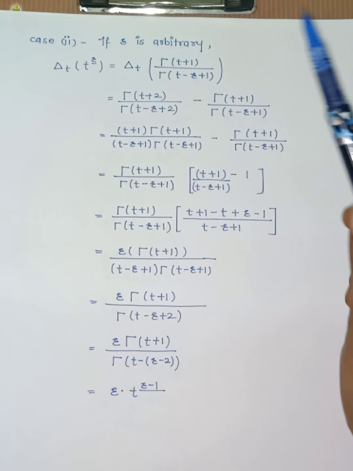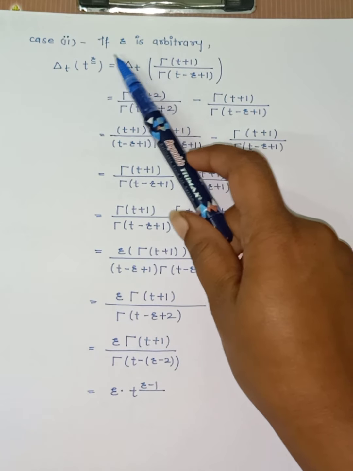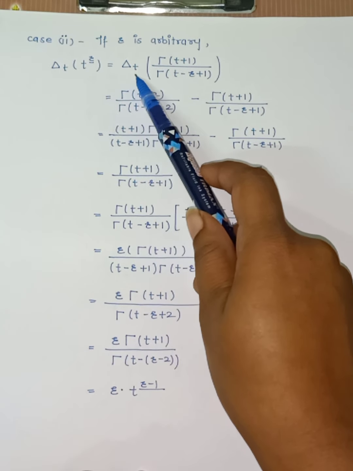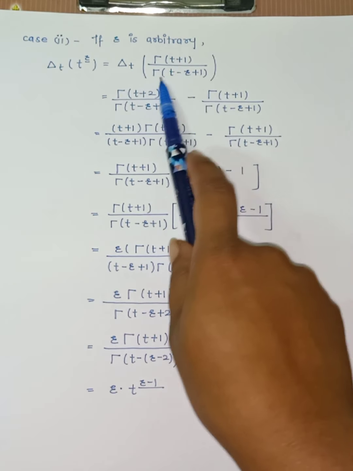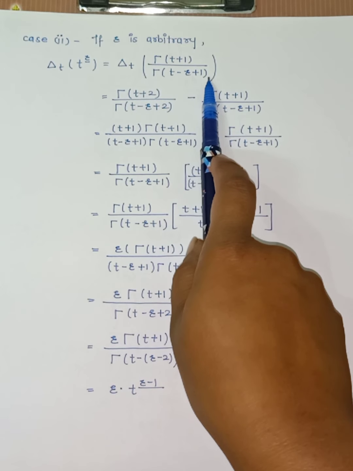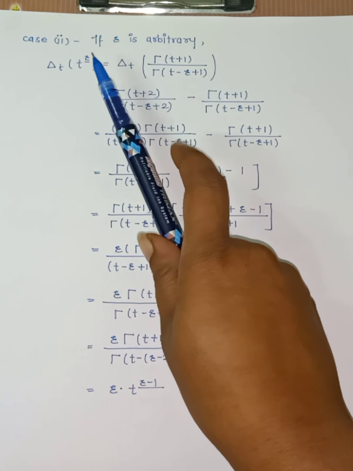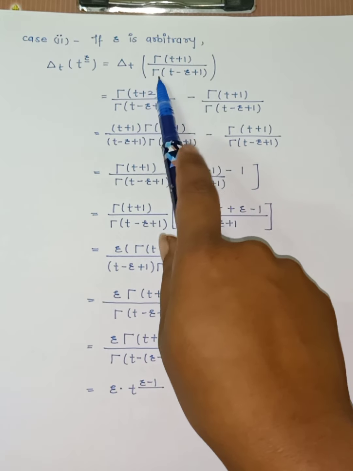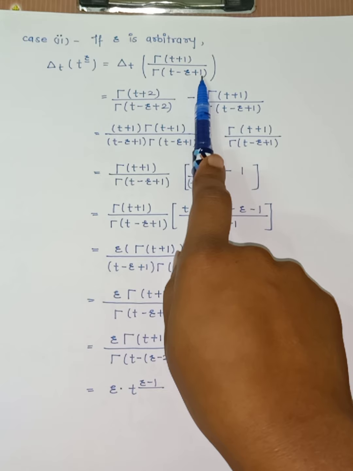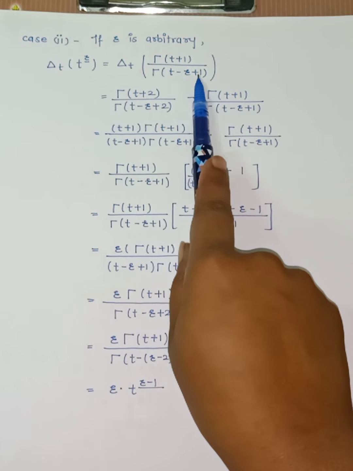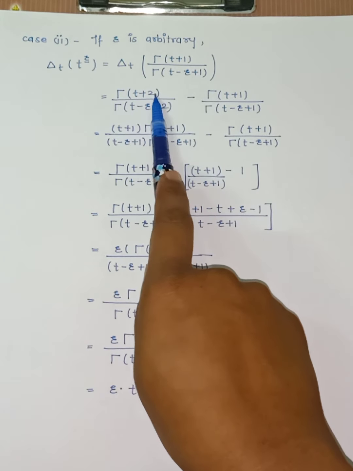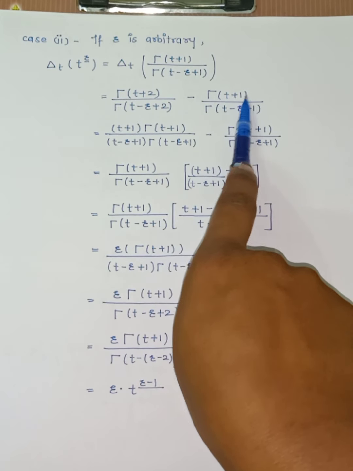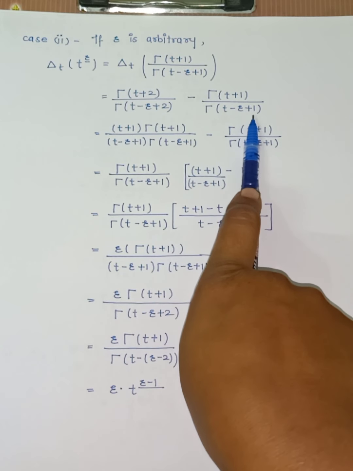So if r is arbitrary, we will take r as it is. Delta operating on t to the falling r is equal to delta of gamma of t plus 1 upon gamma of t minus r plus 1. Whatever properties we have seen, if r is arbitrary, we write gamma of t plus 1 upon gamma of t minus r plus 1. So delta on gamma will be: gamma t plus 2 upon gamma of t minus r plus 2 minus gamma of t plus 1 upon gamma of t minus r plus 1.